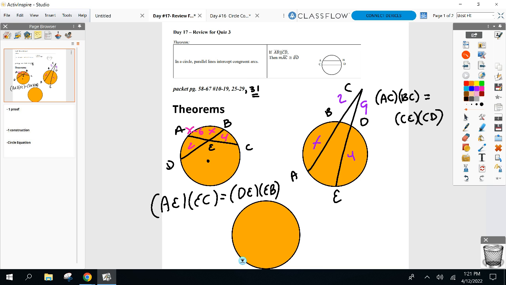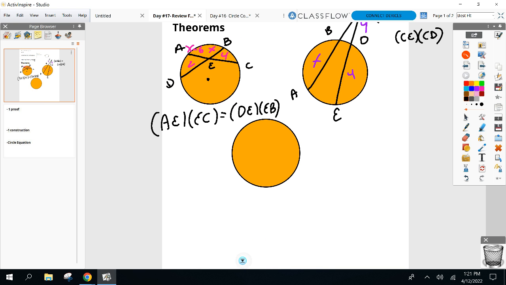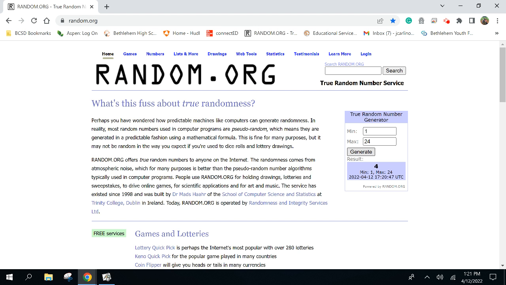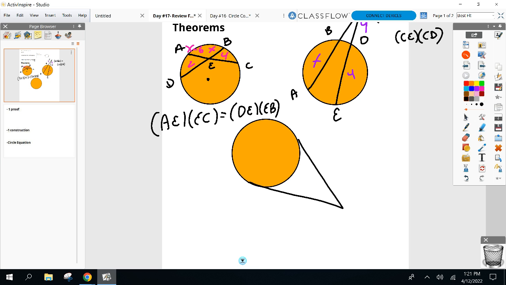What about two tangents? That's really the only thing I didn't cover right here. Two tangents. How do I find their lengths? Anything you know? They're congruent. Done.